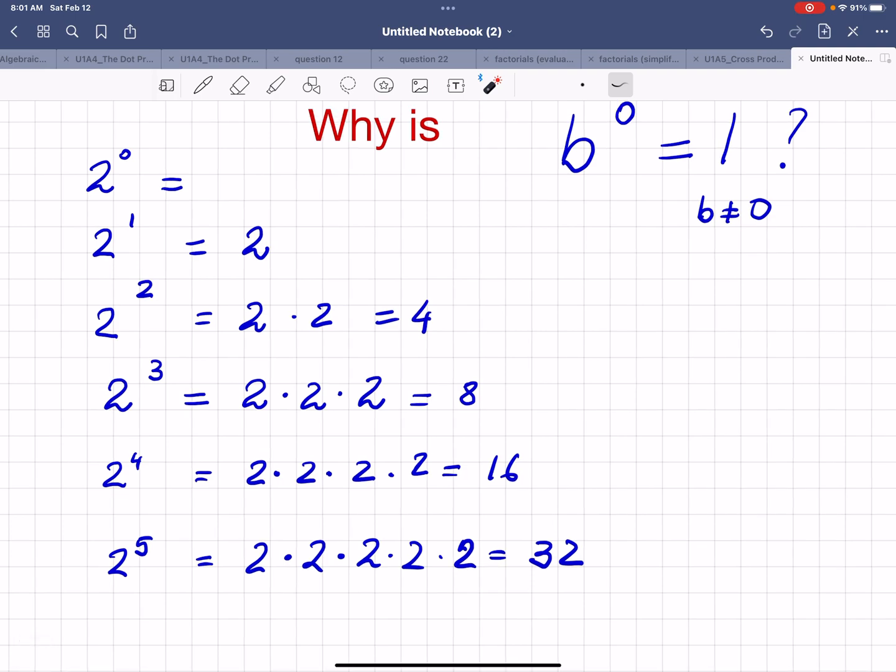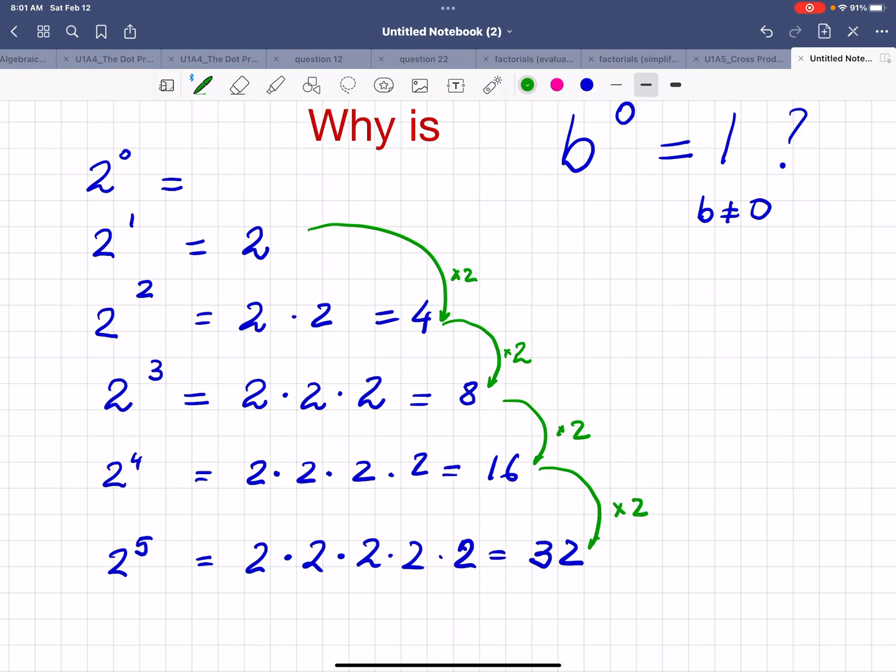Whenever we go one power higher, we're adding a multiplication by 2, which means that to go from 2 to 4, we multiply by 2. From 4 to 8, we multiply by 2. 8 to 16, we multiply by 2. 16 to 32, we multiply by 2 again.